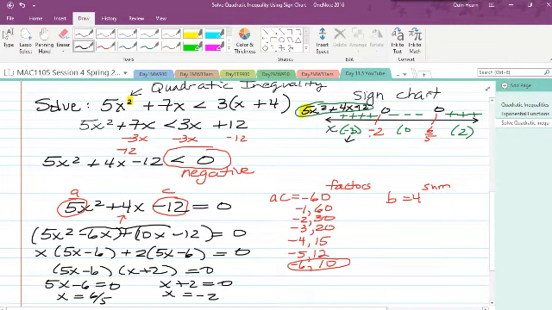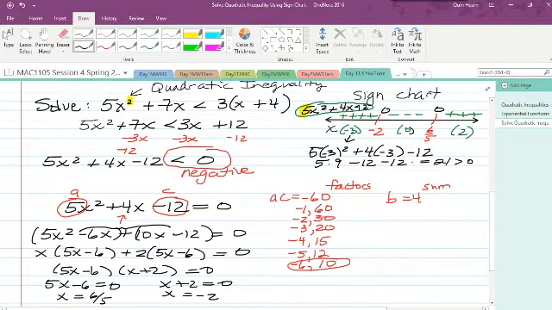Okay, sorry. So if we were to plug negative 3 into 5x squared plus 4x minus 12, let's just confirm that we would get positive. 45 minus 24, what, 21? But anyway, it's definitely greater than 0. It's positive. And you could plug in 0 and 2, each of those, to that expression and confirm that you'd get negative and positive as well.